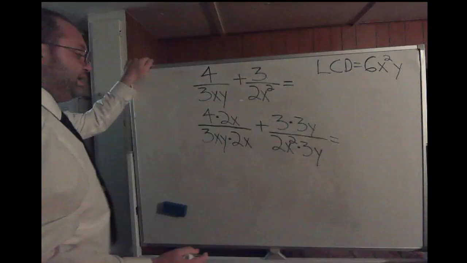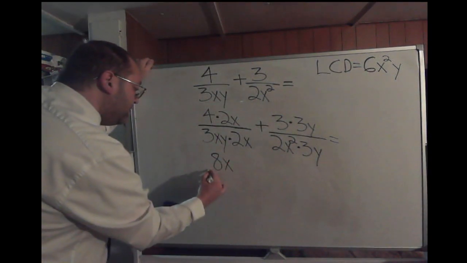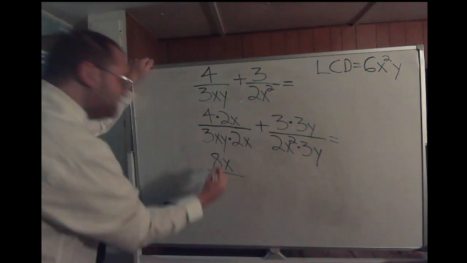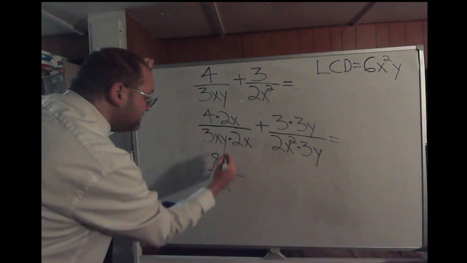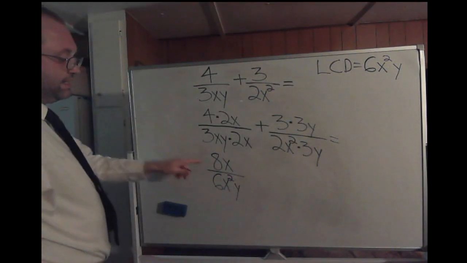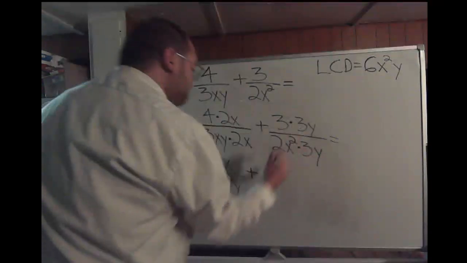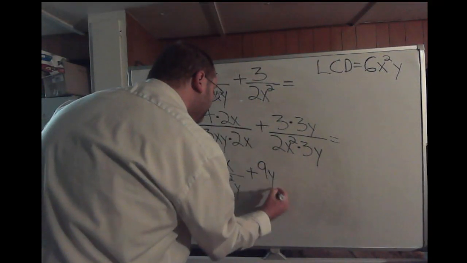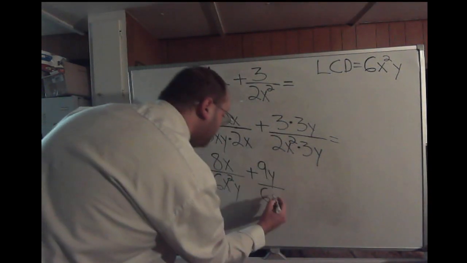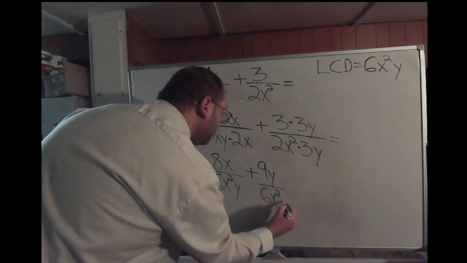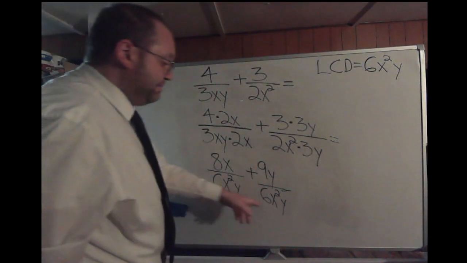And now we just do the math here. 4 times 2x, well that's 8x. Over your denominator, 3 times 2, that's 6. X times x, that's x squared. Then times y. So you have 8x over 6x squared y plus, you have 3 times 3y, well that's 9y, over 2 times 3, that's 6, then you got the x squared and the y. So now all of a sudden we have the same denominator on both terms.